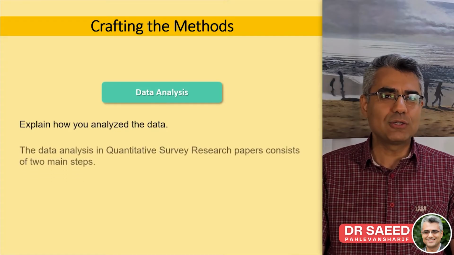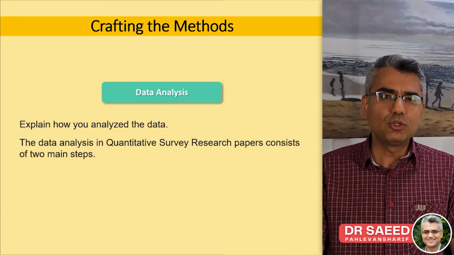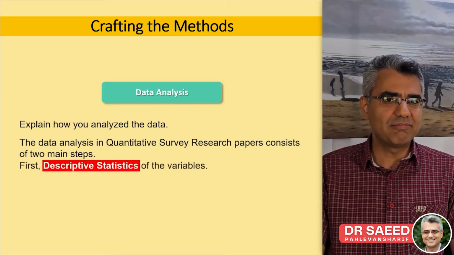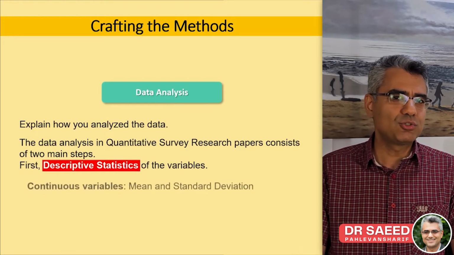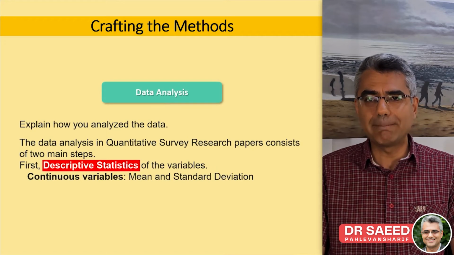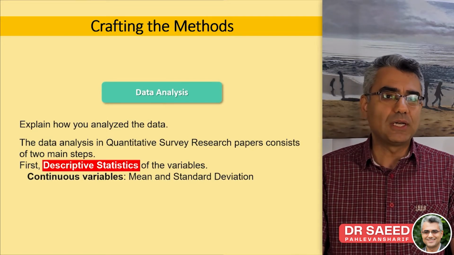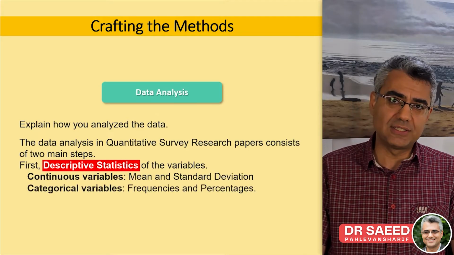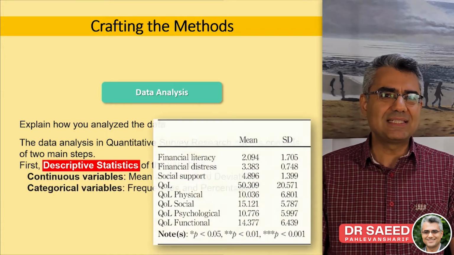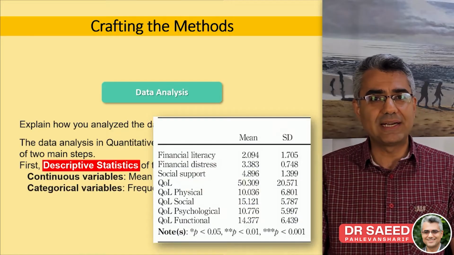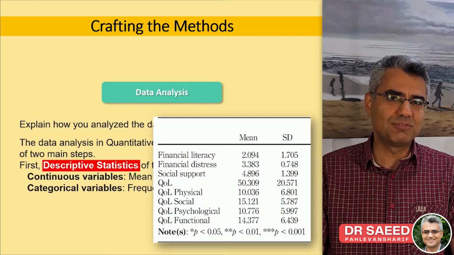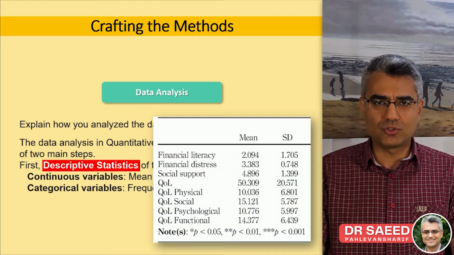The data analysis in quantitative survey research papers usually consists of two main steps. First, descriptive statistics of the variables are presented. Continuous variables are usually summarized using the mean and standard deviation, while categorical variables are presented as frequencies and percentages. For example, see Table 2 in my paper published in International Journal of Bank Marketing. As you can see, we reported the mean and standard deviation for the values of the constructs.